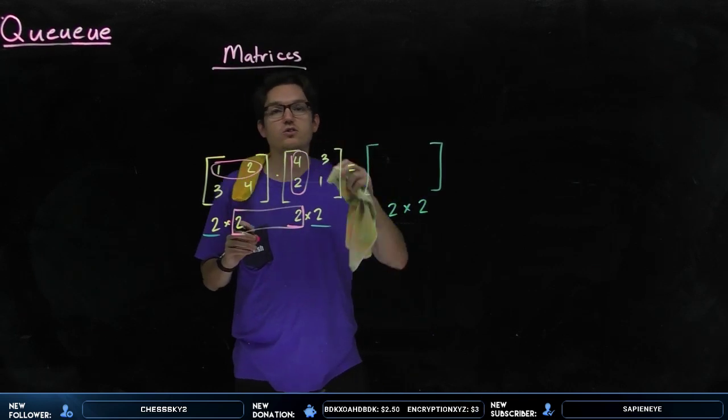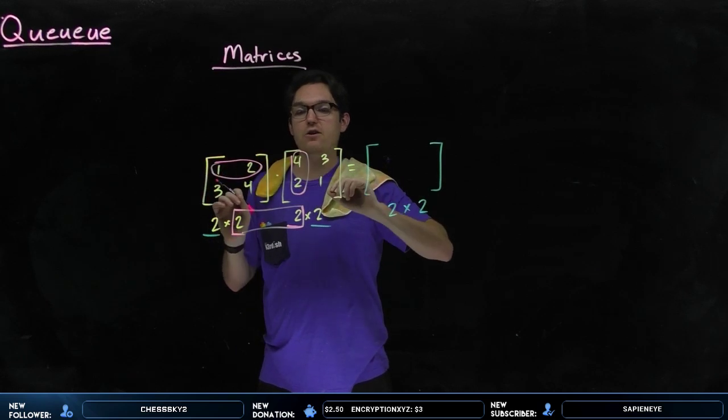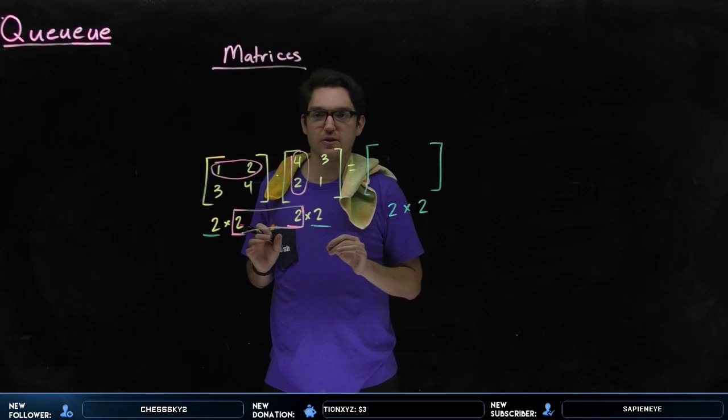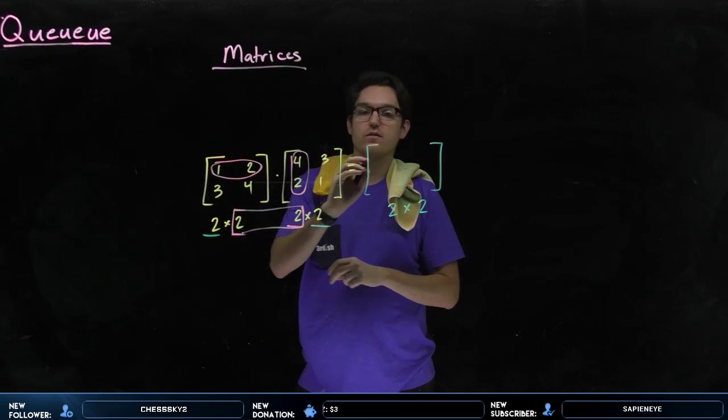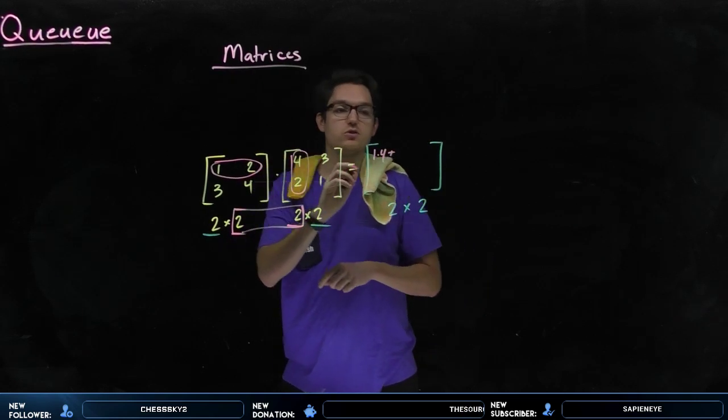So what you're going to do is you're going to multiply 1 and 4, and you're going to multiply 2 and 2, and you're going to add their two products together. All right? 1 times 4, here I'm going to put it in here, 1 times 4, and you're going to add it with 2 times 2.